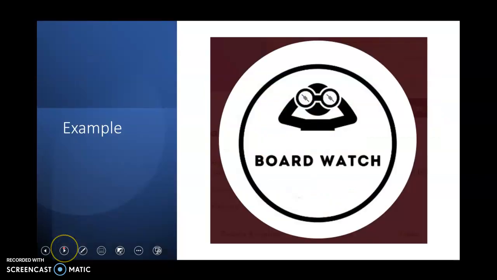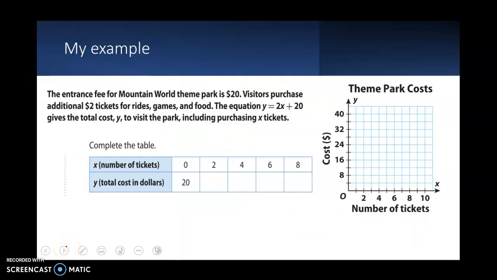Okay, here we go. It says the entrance fee for Mountain World theme park is $20. Visitors purchase additional $2 tickets for rides, games, and food. The equation y equals 2x plus 20 gives the total cost y to visit the park, including purchasing x tickets. So there's our equation. We've got to fill all these out. If you don't buy any tickets, it still costs you $20 to get in.